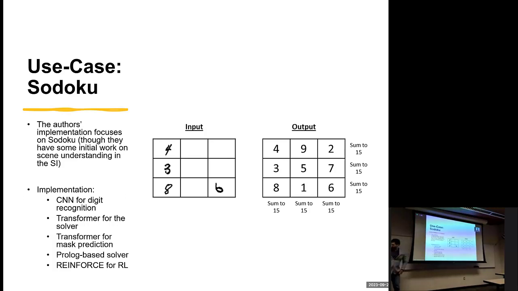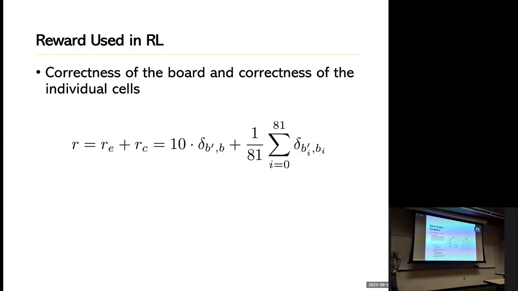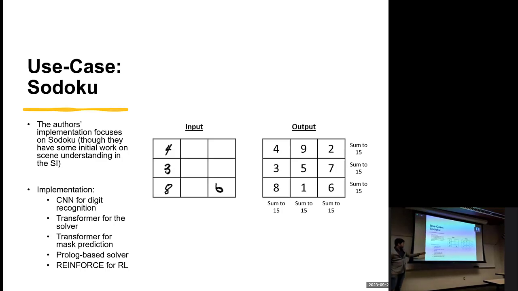Now, just as a little refresher on our problem, this is the visual Sudoku, this is the problem they look at. Input looks like this, output looks like that. They use just a standard CNN digit recognition like the LeNet variant. They have a transformer for a solver, another transformer for mask prediction. The logic is done in Prolog. And then they also do this reinforcement learning step to refine the interplay between the mask and the symbolic solver.